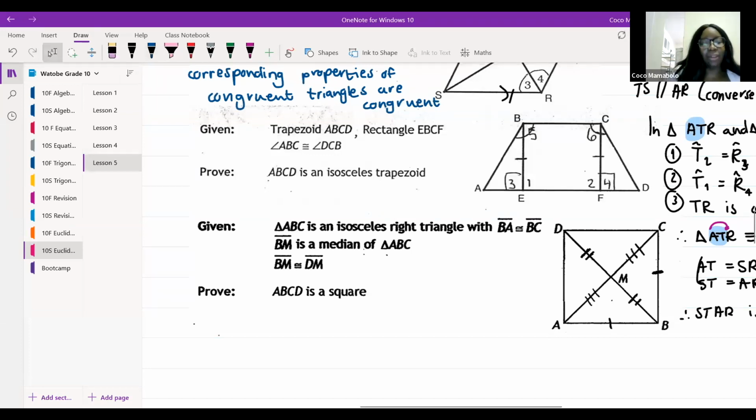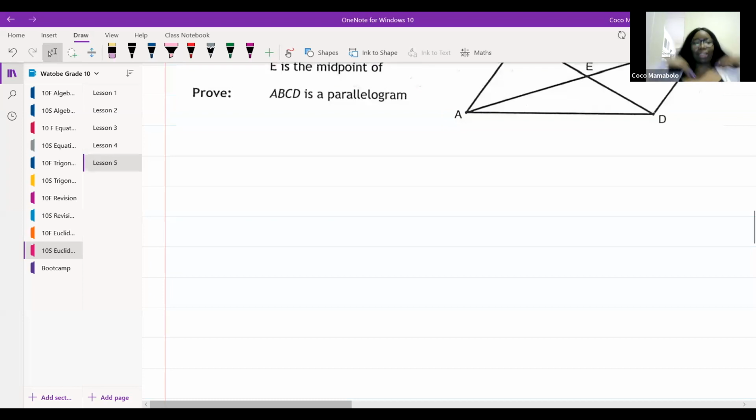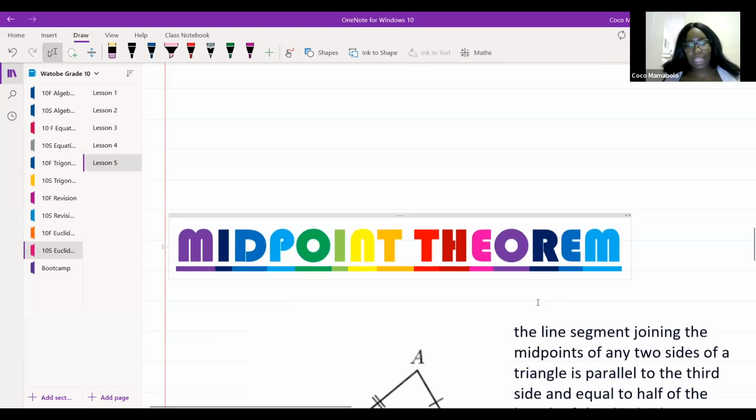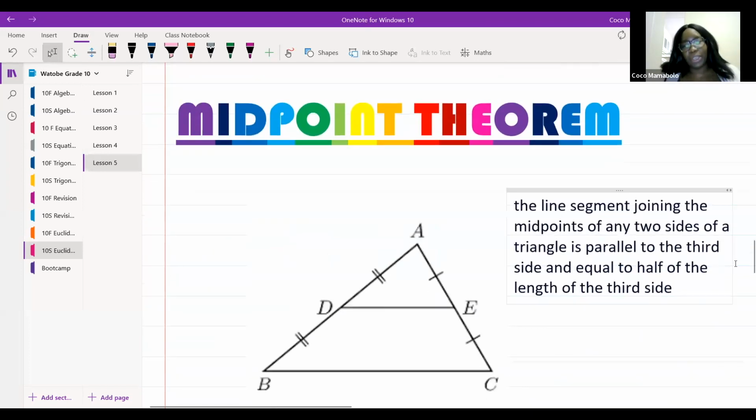All right, okay. I want everybody to take a deep breath, breathe in and breathe out. Okay, that is as far as we're going to go with proving quadrilaterals because it does take practice. Today, we're actually going to be talking about the midpoint theorem.